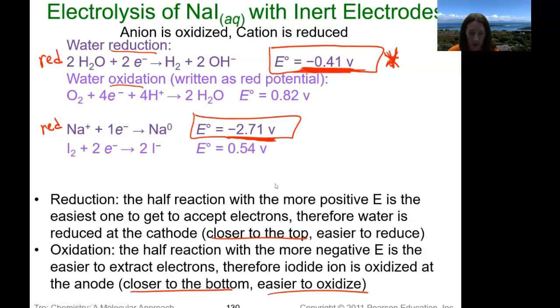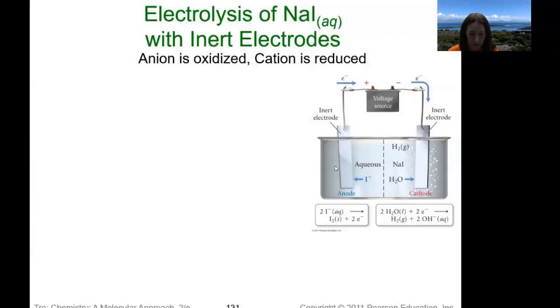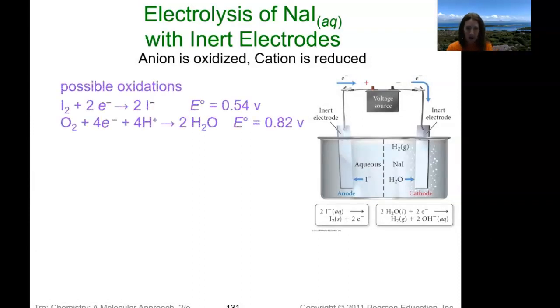Okay, so I'm going to go to this next part to help you with this. Here's our picture. Let's do it with our picture. So we've decided, here's our possible oxidations. 0.54 or 0.82. Okay, which one do you think will be oxidized? It's either going to be water or I2. Which one's going to be oxidized? Yeah, type it in the chat.